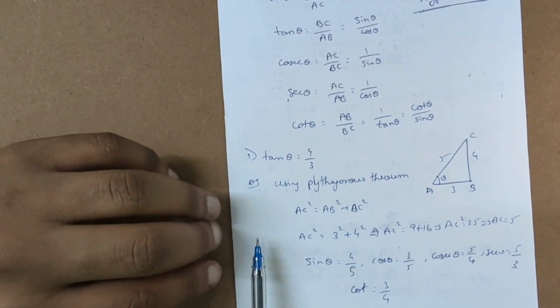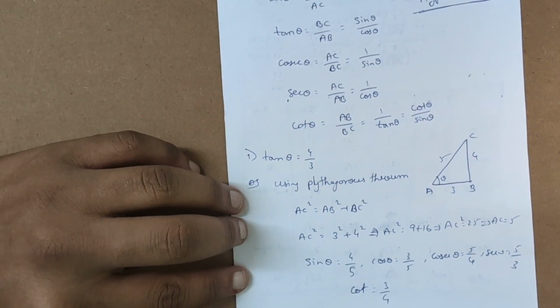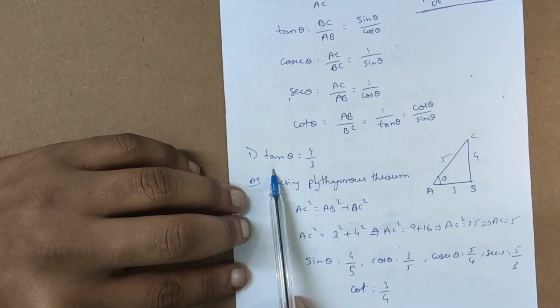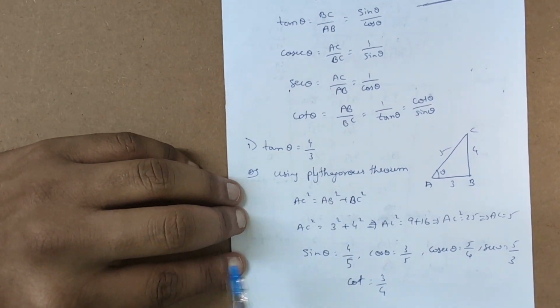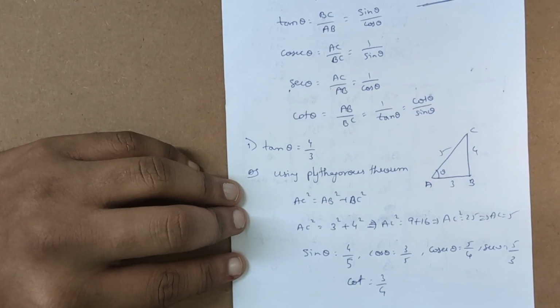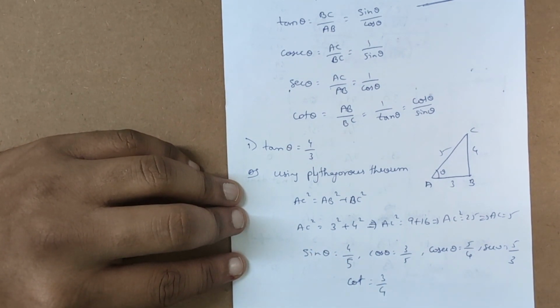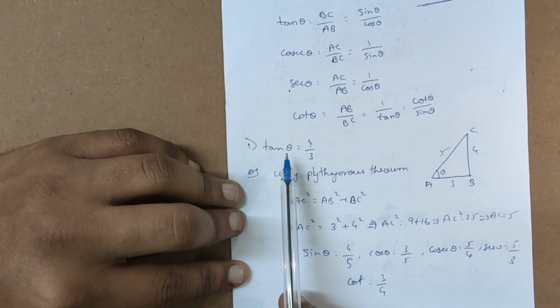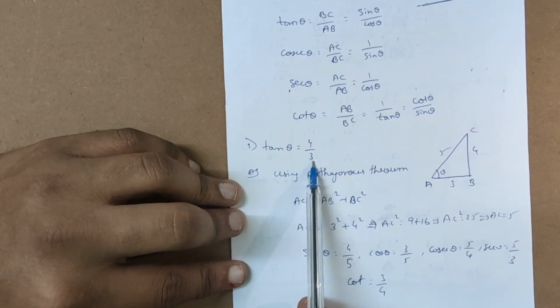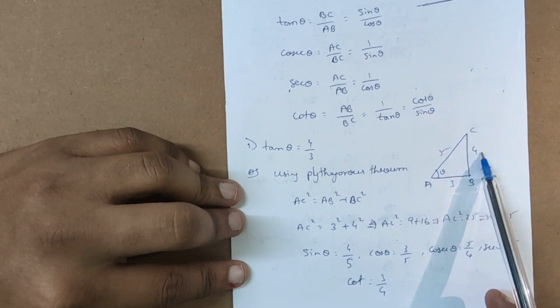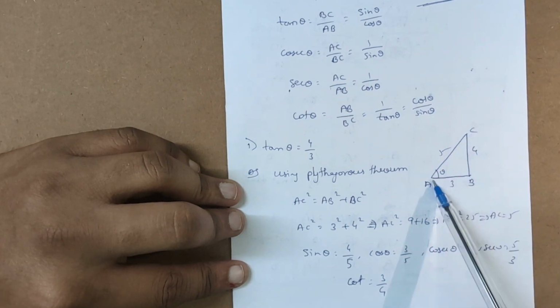Let's see one question here. They have mentioned tan theta equal to 4 by 3, and they are asking to find all the other trigonometric ratios, that is sin, cos, cosec, secant and cot. For that we have the opposite side and the adjacent side. Consider this as a triangle, we have the opposite side and the adjacent side.